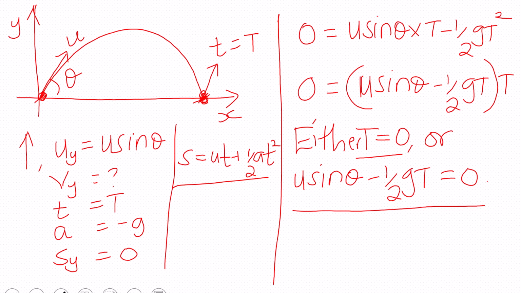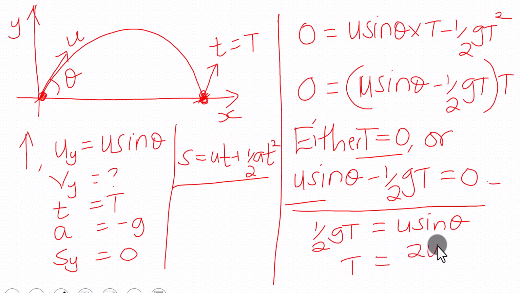So in here, if I make t the subject, I'm taking this side. I will have a half g t equal to u sine of theta. Then I will have to multiply by 2 and divide by g. So I will have t equal to 2u sine of theta over g. You can always use this equation to calculate time of flight.